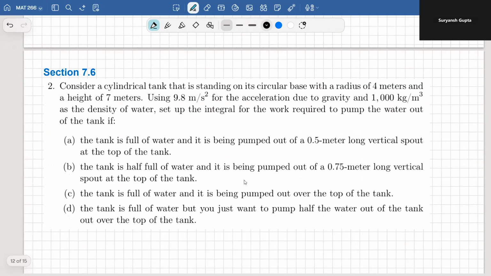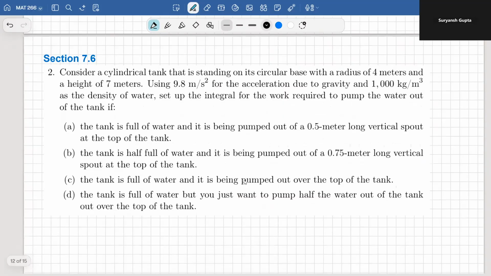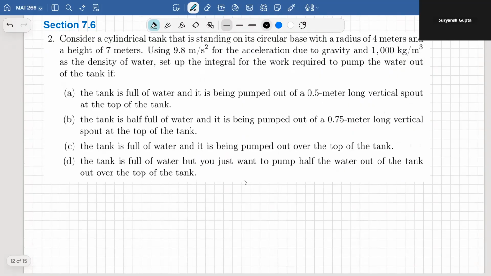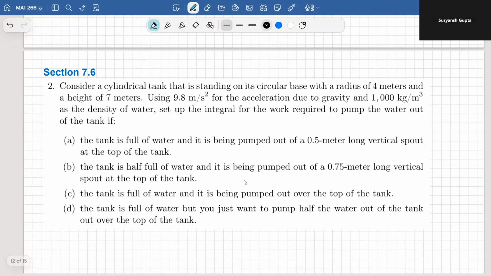Next up, we have a word problem. The word problem says that there is a cylindrical tank standing on a circular base with a radius of 4 meters and a height of 7 meters, using 9.8 meters per second squared for acceleration due to gravity and 1000 kg per meter cube as the density of water. Set up the integral for the work required to pump the water out of the tank. And then they have given us four scenarios.